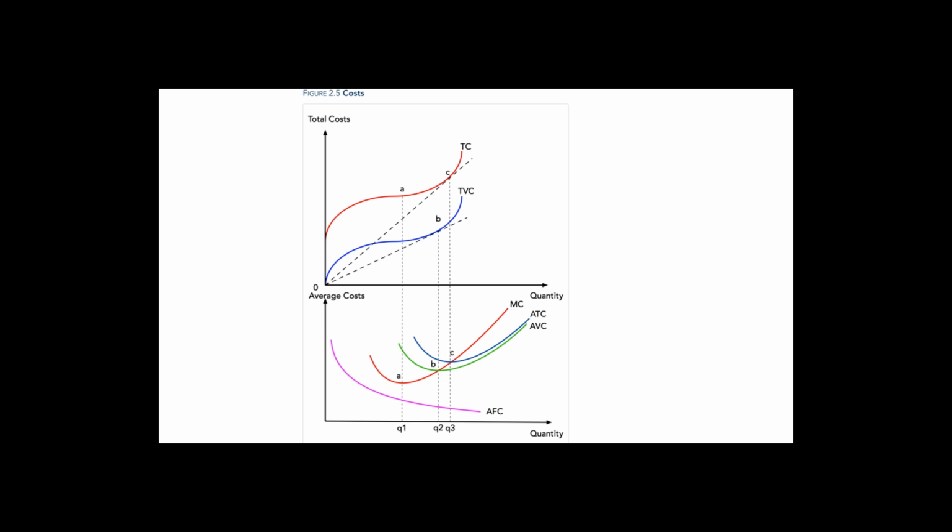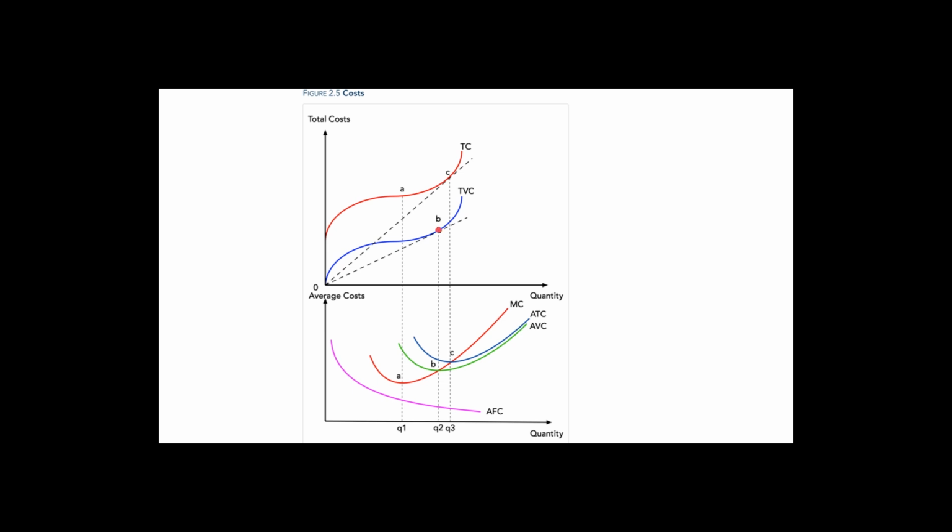Another thing is point B. Let's take a look at point B. What is point B showing? This dotted line right here is basically showing you the gradient of this point.